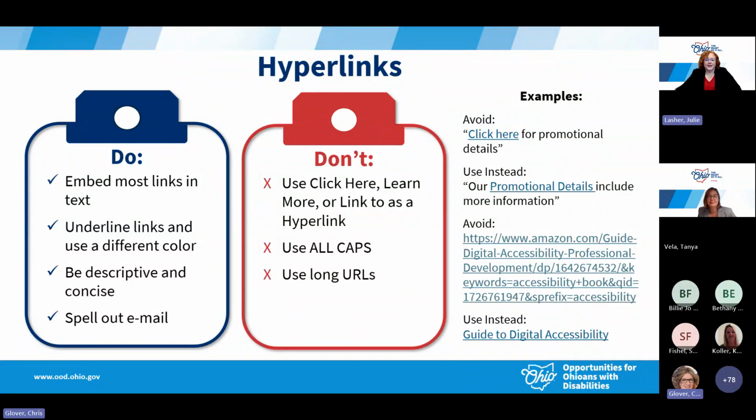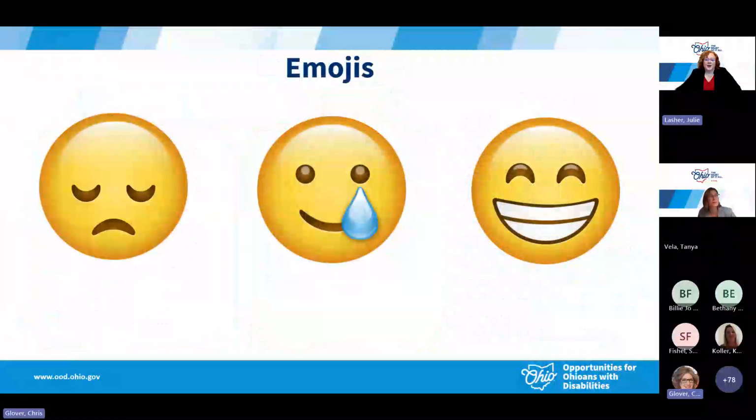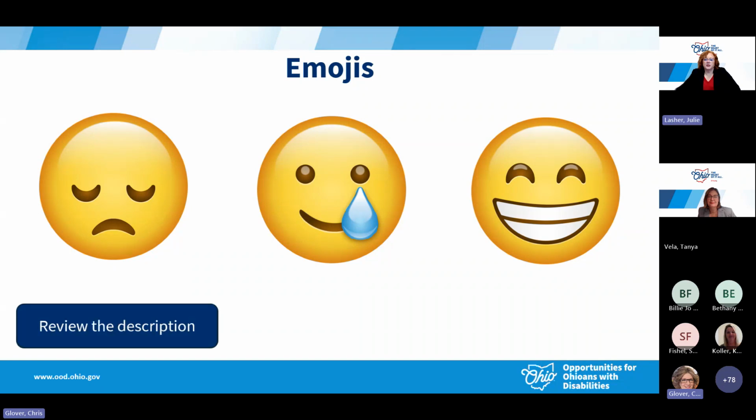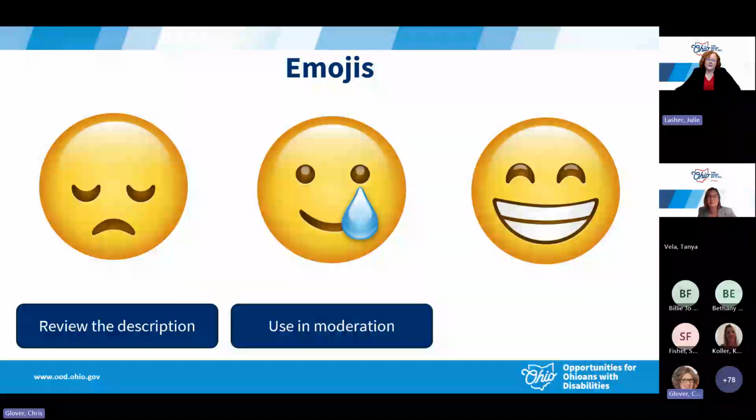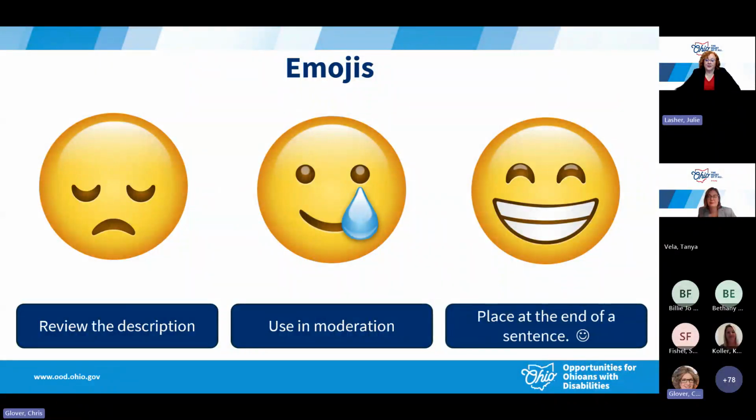Those are great tips, Tanya. So I'd like to talk about emojis, hashtags, and GIFs. These all have become regular parts of our communications. And emojis have their own unique description, and before selecting an emoji, review the description to ensure it relates to the context of the message. So emojis can be interpreted in more than one way, so use them in moderation. And the best place to insert an emoji is at the end of the sentence, so the user can process the content of the words and then interpret the emoji.